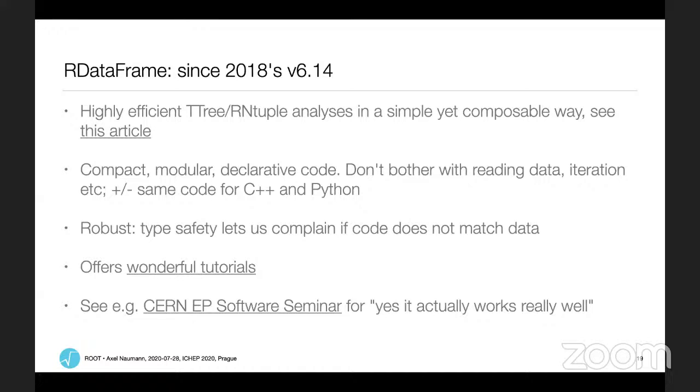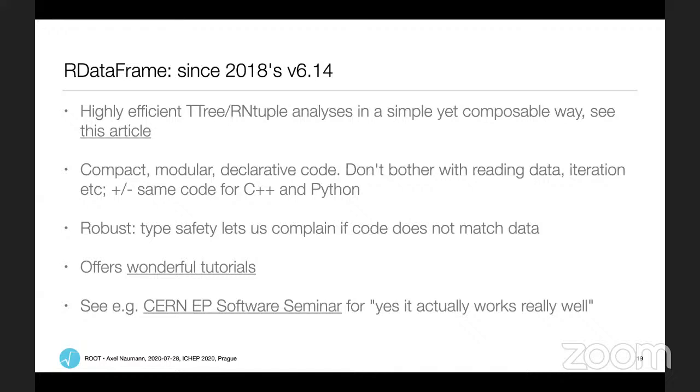So you don't need to set up the branch address, tell us which branches you read. You don't have to write down the loop. All of that is done automatically behind the scenes. And the code you write is extremely similar for C++ and Python. We have some tutorials that allow you to look at it. And it's not just a gimmick. This has been used in analyses. There is a CERN EP software seminar that shows one of its applications and how well it works.